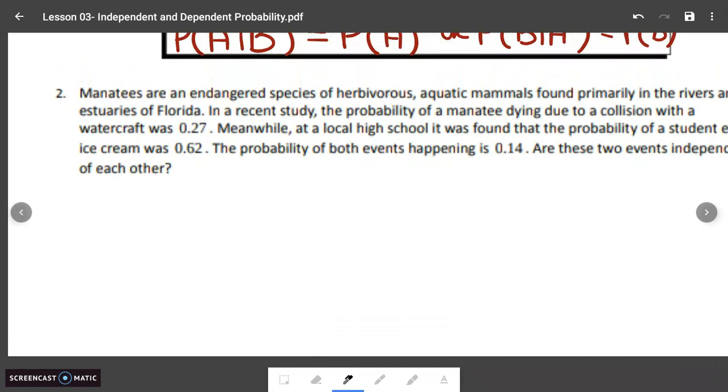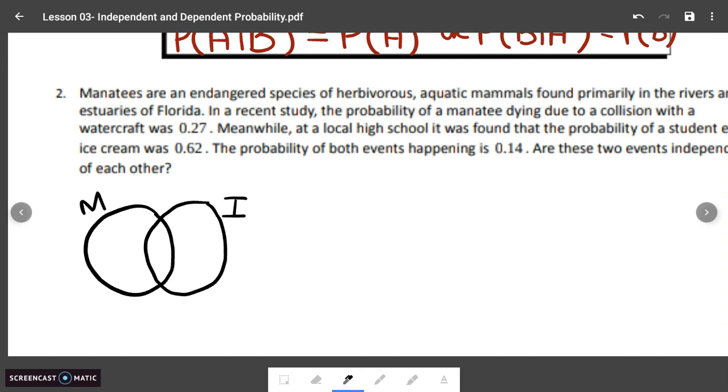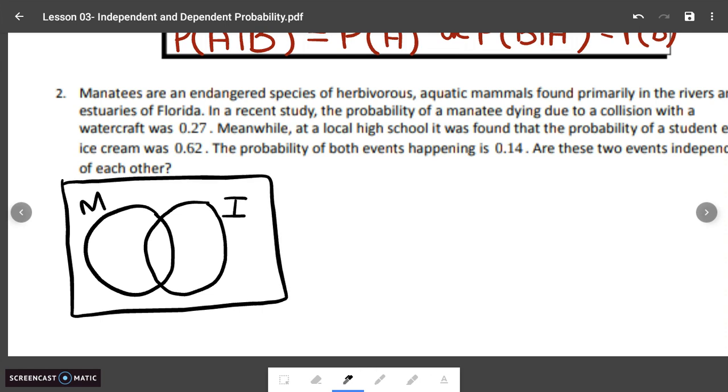Now, I'm going to draw us a Venn diagram just to help our ideas for a moment. So this first circle will end up being our manatees dying. And our second circle will be the probability of a student eating ice cream. And remember, we put that all in a box together. So the probability of both happening, that's where I would start, is this 0.14. So that goes in the middle.